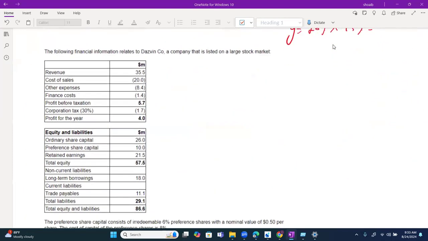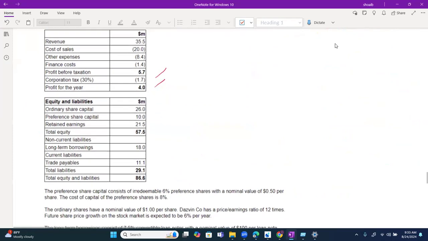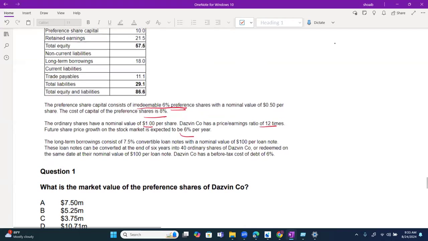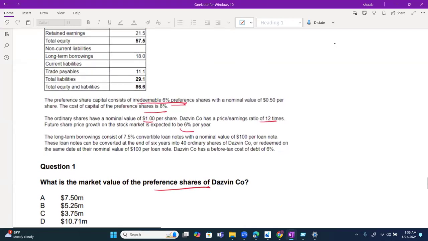Okay, next question is given. Dasvin, revenue, profit, corporate tax, preference share. Preference share capital consists of irredeemable 6%. Cost is given, ordinary shares, nominal value, P/E ratio. Future share price growth is given. What is the market value of the preference share?